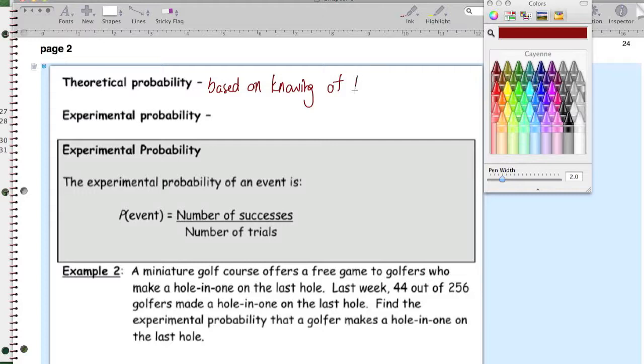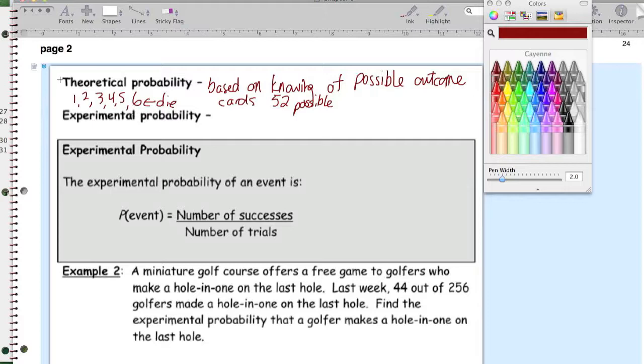Okay? So in our case of rolling the die, we know that the possible outcomes were 1, 2, 3, 4, 5, and 6. A die is an example of theoretical probability. If we were talking about cards, that's another example of theoretical probability because you know all the possible outcomes. If you have a standard deck of cards, you have 52 possibilities. You know all the things that you can get.